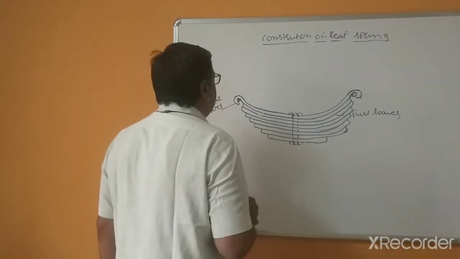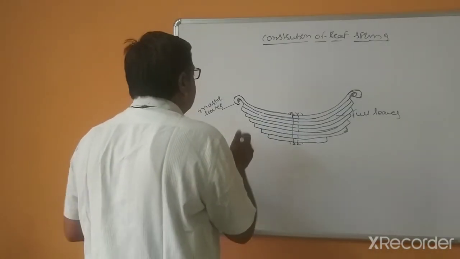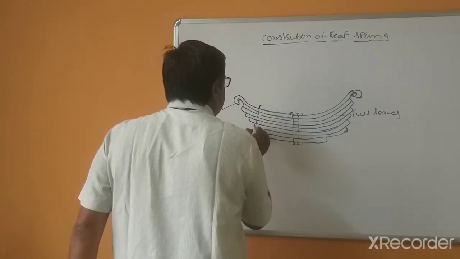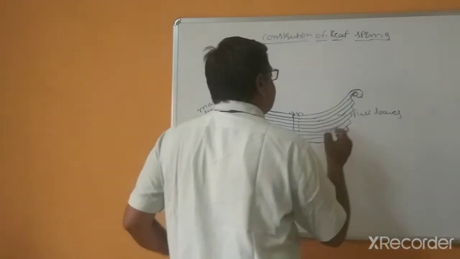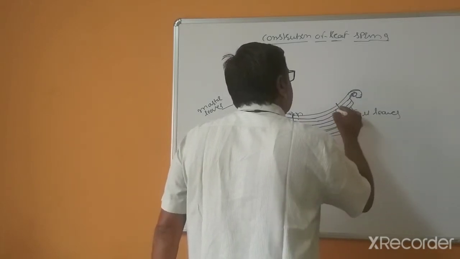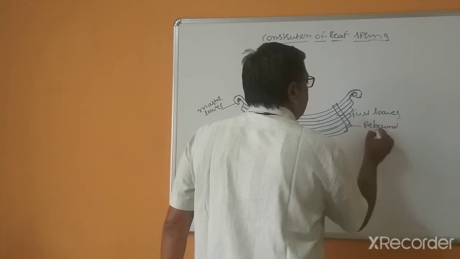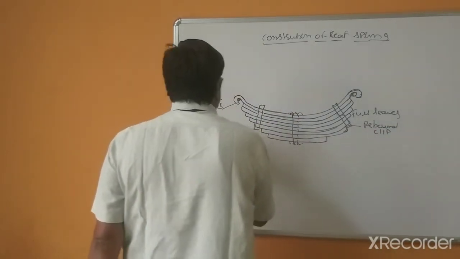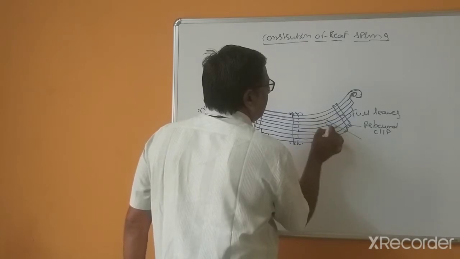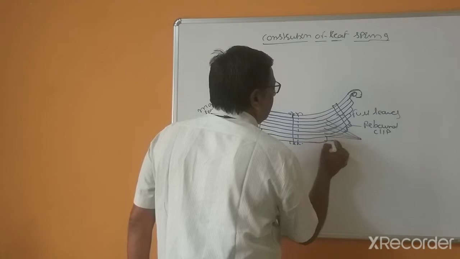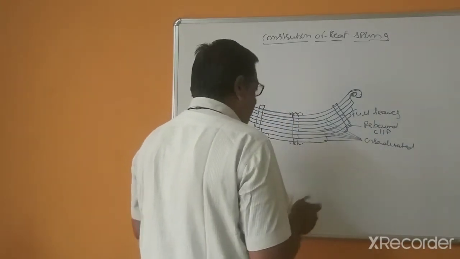For clamping, and at intermediates, rebound clips are required. This is a rebound clip, and this is also a rebound clip, and these are the graduated leaves.